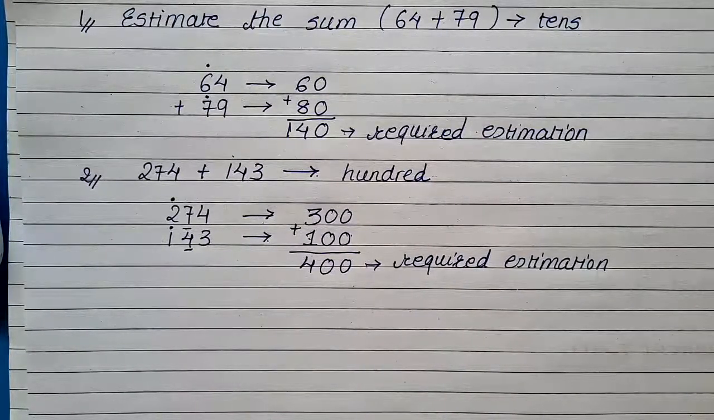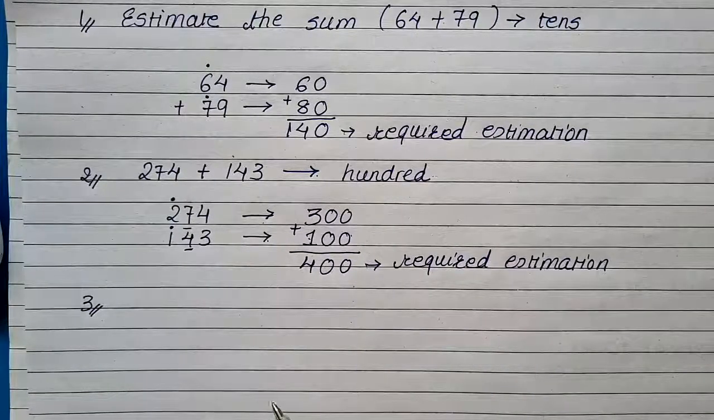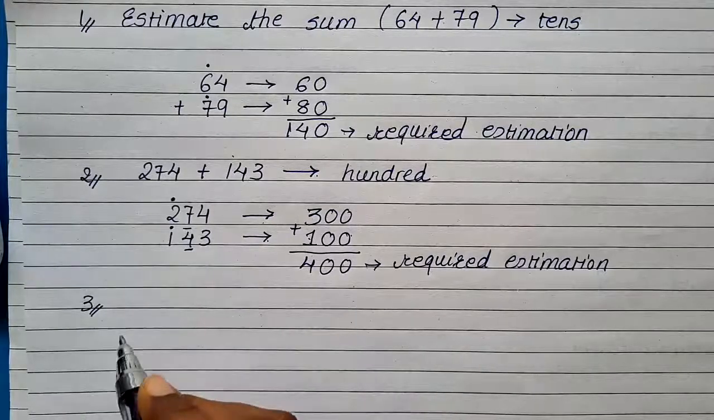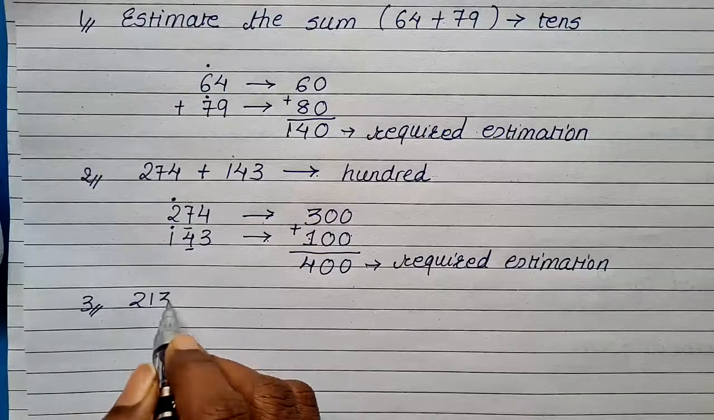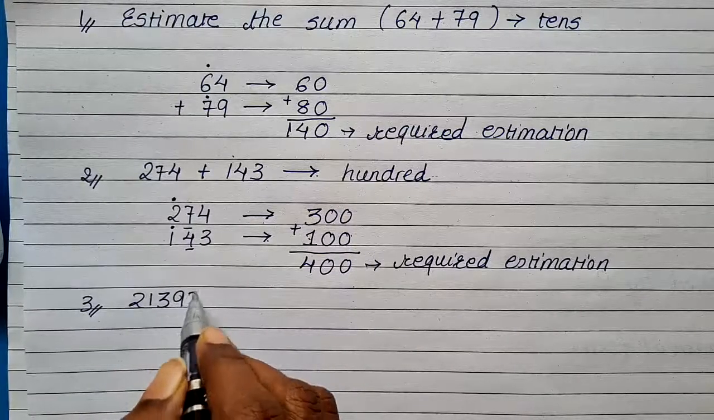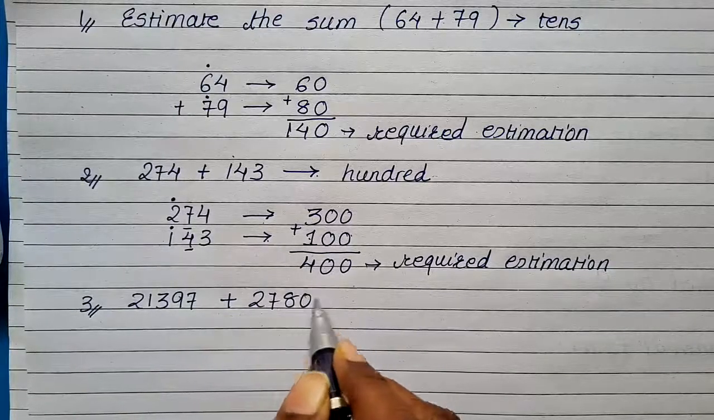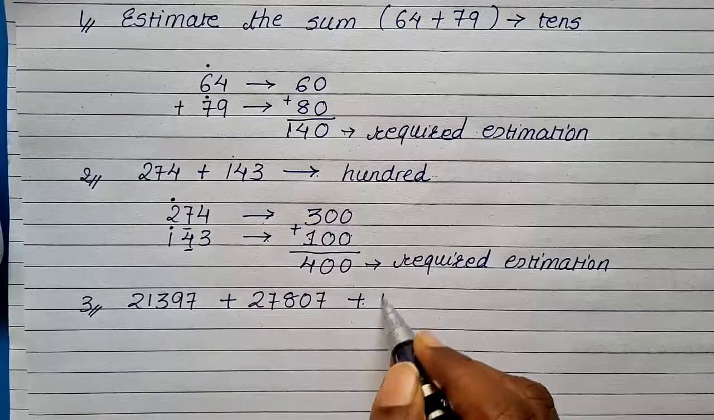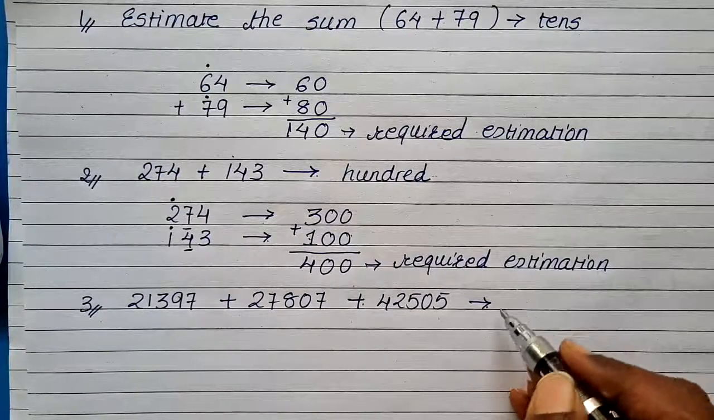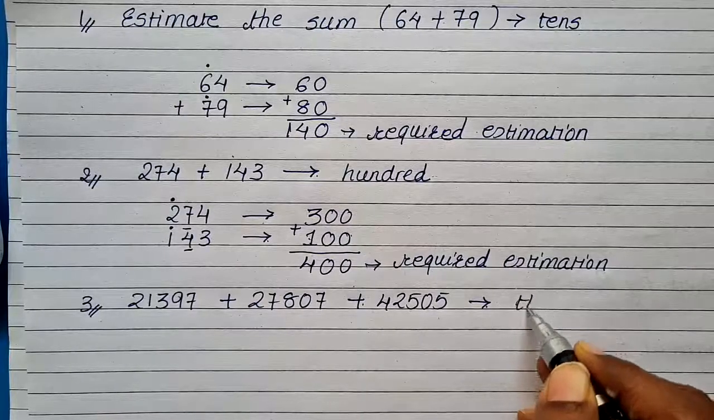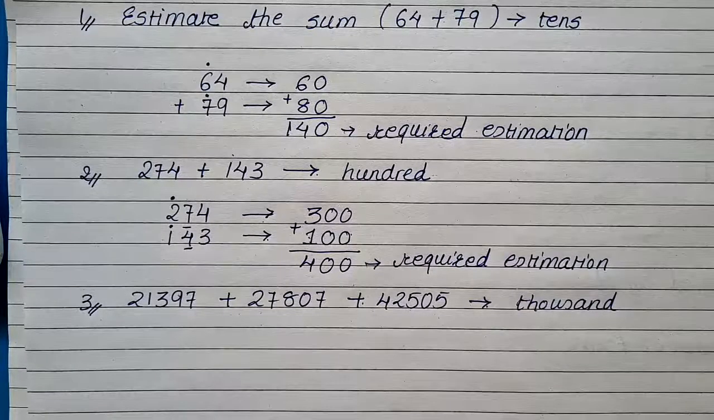Now, let's say they have given three numbers: 21,397 plus this and plus this. And you are supposed to estimate to the nearest 1000. So now how to do this? Let's see.